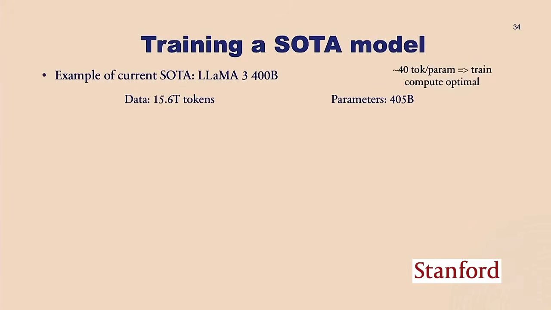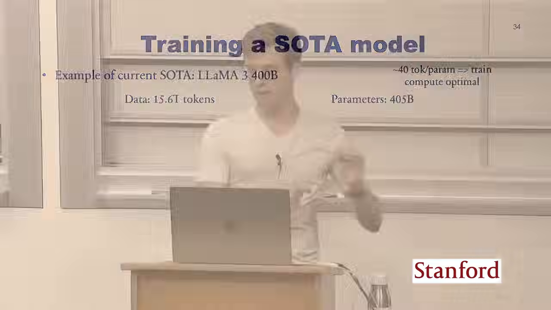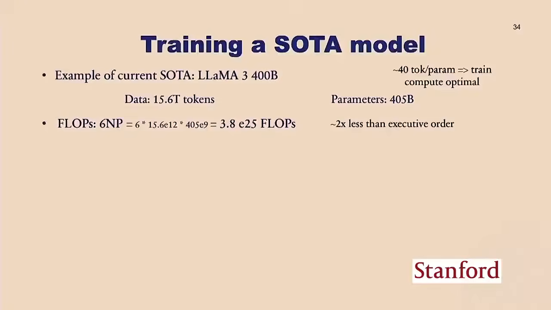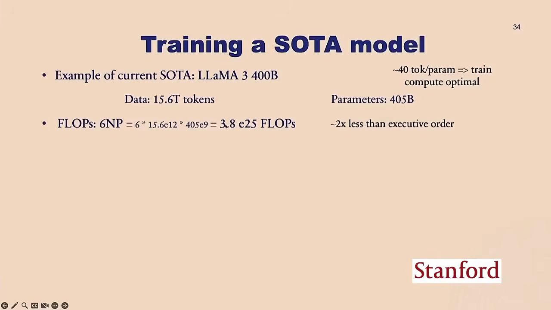So just so you know, the optimal tokens per parameter is around 40. That's a little bit more than Chinchilla, but less than this inference-optimal model. So they went for training optimality. Flops for this model: one simple way to compute flops is 6 times the number of parameters times the number of data that you train on. If you do the simple calculation here, it's 3.8E25 flops.